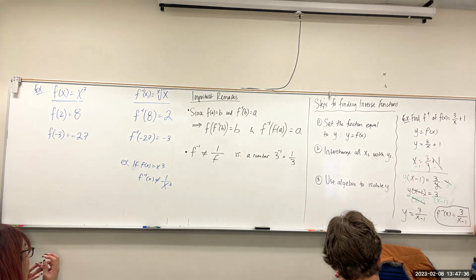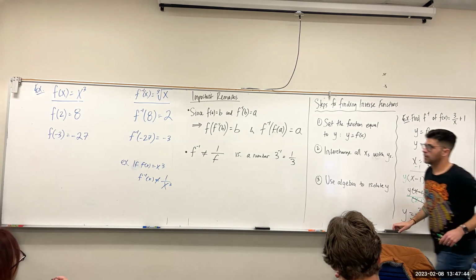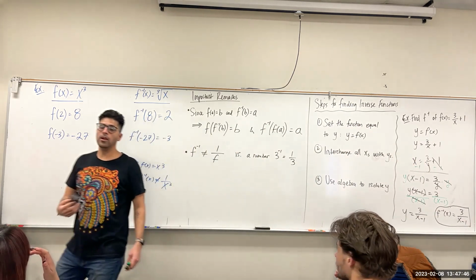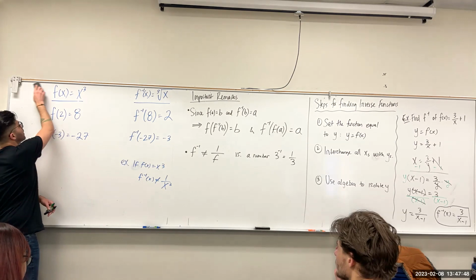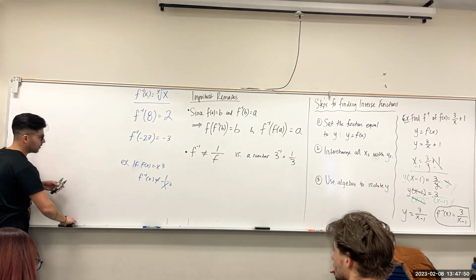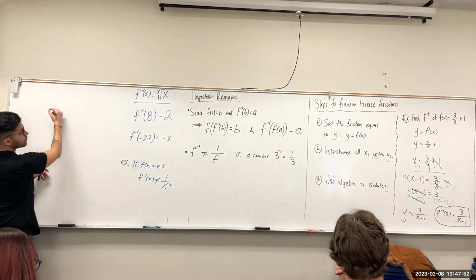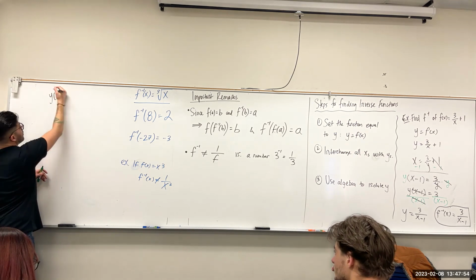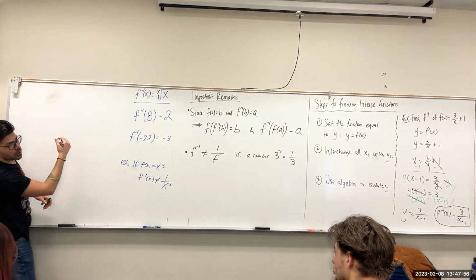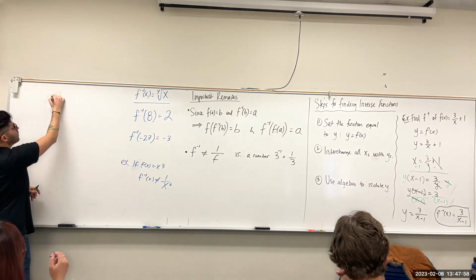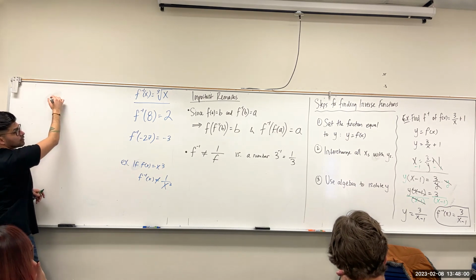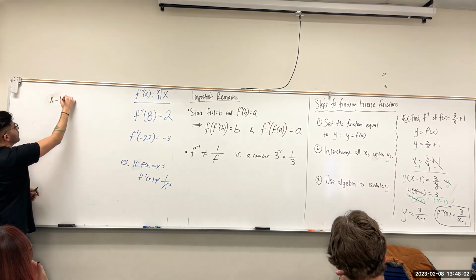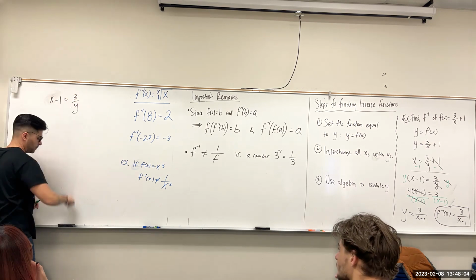Yes, right here. Well, it's not that it would be incorrect. You wouldn't be incorrect. Let's just do that real quick. Let's see, hold on. Where were we? We were at x minus 1 equals 3 over y.